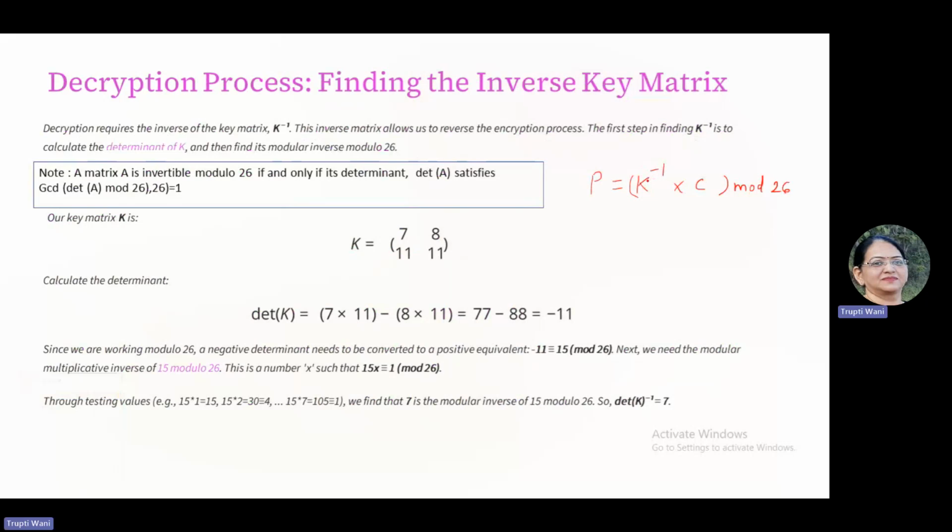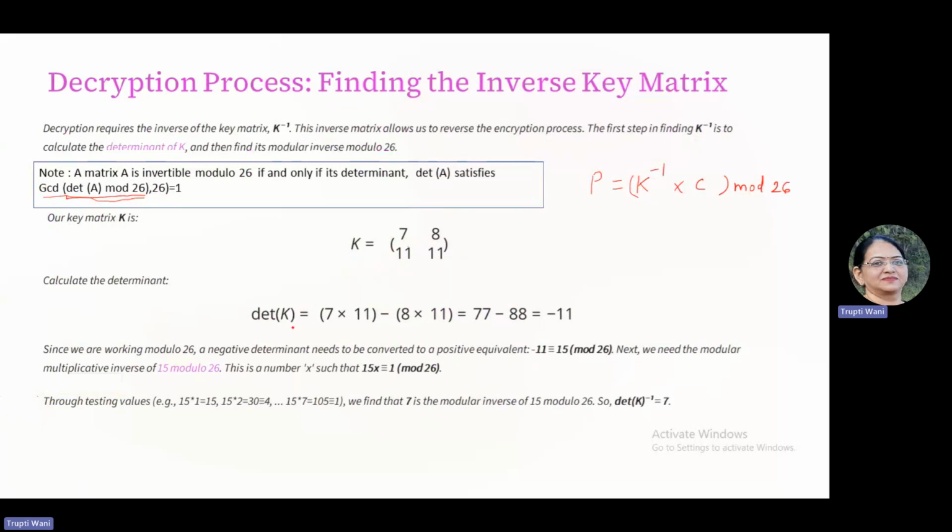Now K inverse is possible if it satisfies a certain condition, and that condition is GCD of determinant of A and 26. First find out the determinant of this matrix, and the 26 number. If the GCD of those two numbers is 1, then only K is invertible, otherwise not. So now we will first find out the determinant of K.